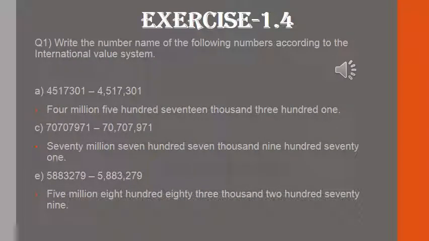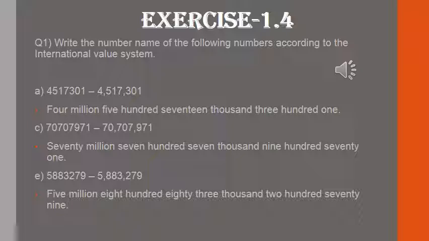Let's start the new exercise, that is exercise 1.4. Question 1. Write the number name of the following numbers according to the international value system. You can see we have to write down the number name of this number according to the international value system. So before writing the number name, please ensure that we will first put the commas according to the international system, and then we will write the number name of this number.